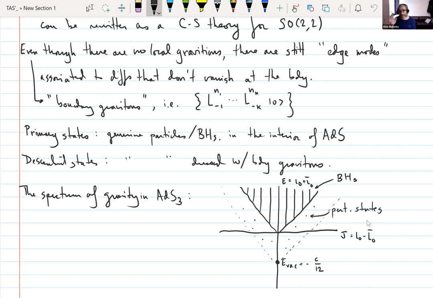If you're used to thinking about gravity, you usually think that two metrics related by a coordinate transformation, you don't even think of them as different things. You think of them as the same thing, but that's just not how gravity works in AdS, at least not in AdS3. In AdS3, changes of coordinates that act on the boundary give you new solutions of the theory, with different energy. L-1 acting on some state has an energy that's 1 unit higher in these AdS units.